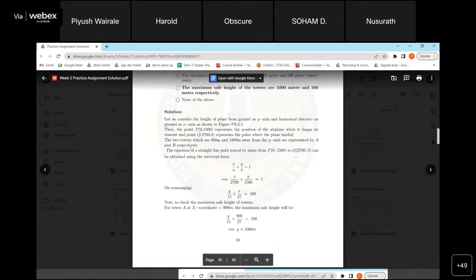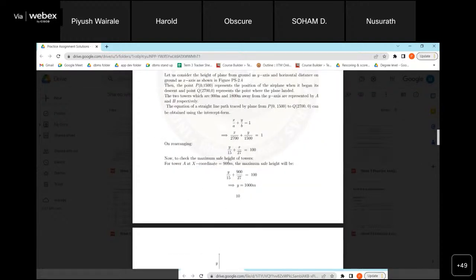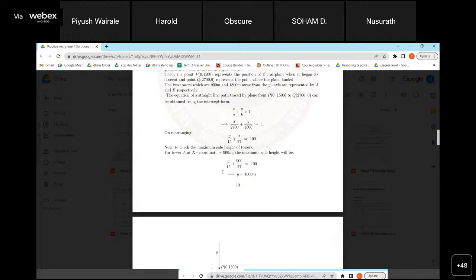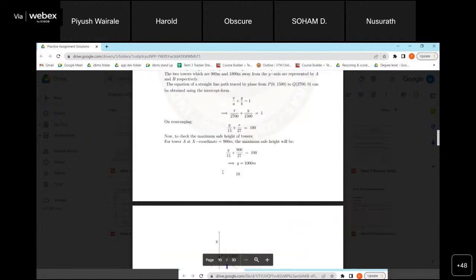So I think it is mentioned also, right? Equation of a line. Rearrange. Now to check the maximum height of the tower at x coordinate 900, the maximum safe height will be y equals 1500 minus 1500 by 2700 times 900, so the y coordinate is 1000 meters. So what is 900 by 27?